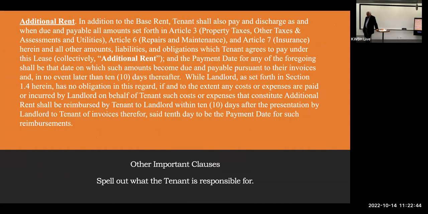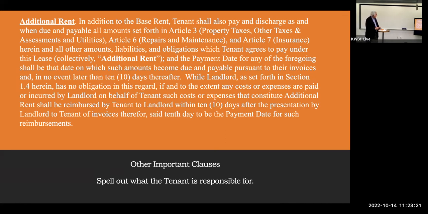Next slide, please. So what you have in a triple net lease is base rent, and you have additional rent. Additional rent is everything the tenant pays other than the base rent. So you need to spell out, as Austin said, in addition to saying it's a net lease and landlord has no responsibility, you want to clarify in the lease what it is that the tenant is going to pay for.